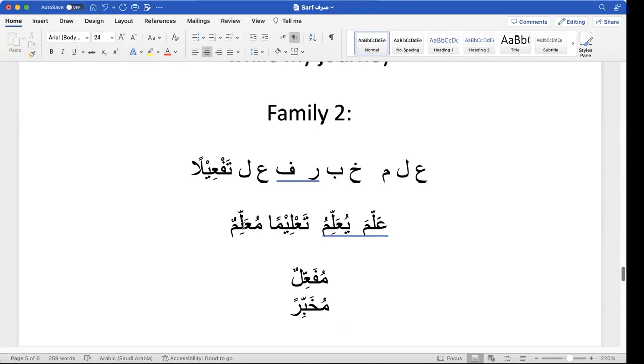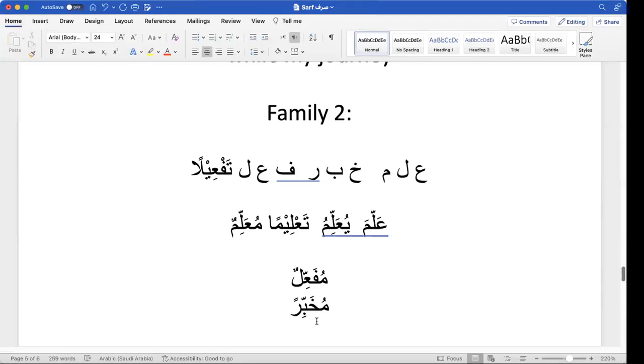You see some part of the word is matching. Mukhabbiran, mu'allim. So mu'allim, mukhabbir. This here is the 'mun', this is 'run', right? So this does not matter. This is mansub, this is marfu. It doesn't matter. The structure should match.